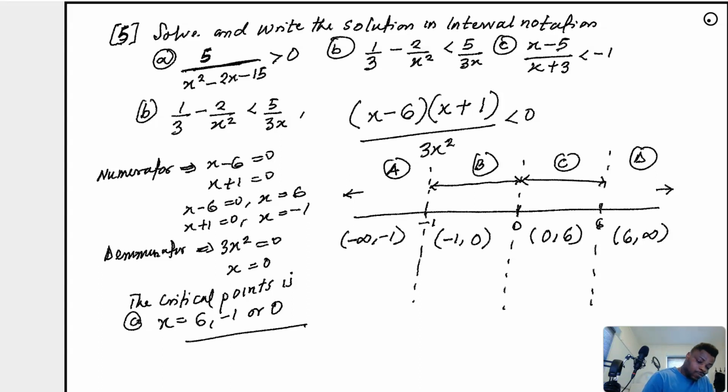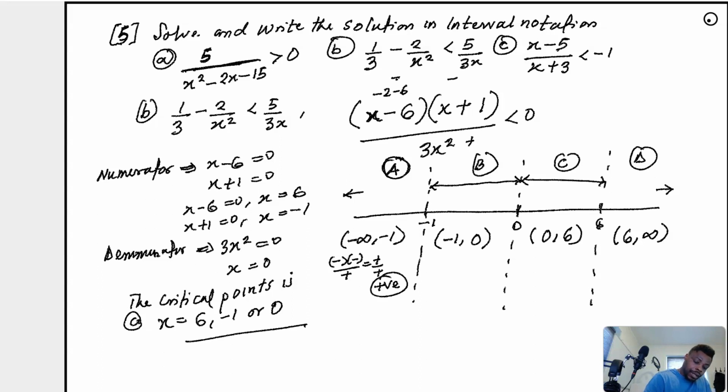Now, let's start with A. Let's pick a number between minus infinity and minus 1. Let's say minus 2. So this is minus 2 minus 6, that will be negative. Minus 2 plus 1, that will be negative. Minus 2 squared, that will be positive. So we have negative, negative, negative, and positive. So positive over positive, so here is positive.